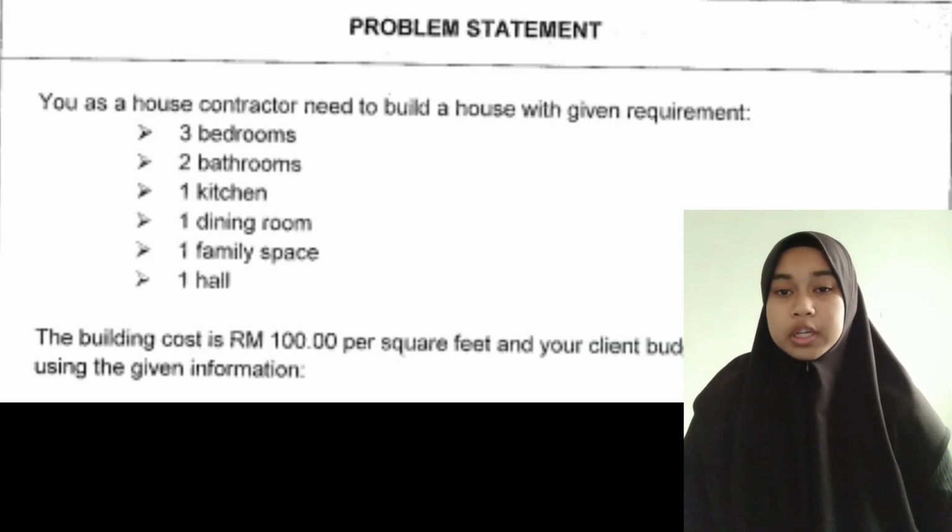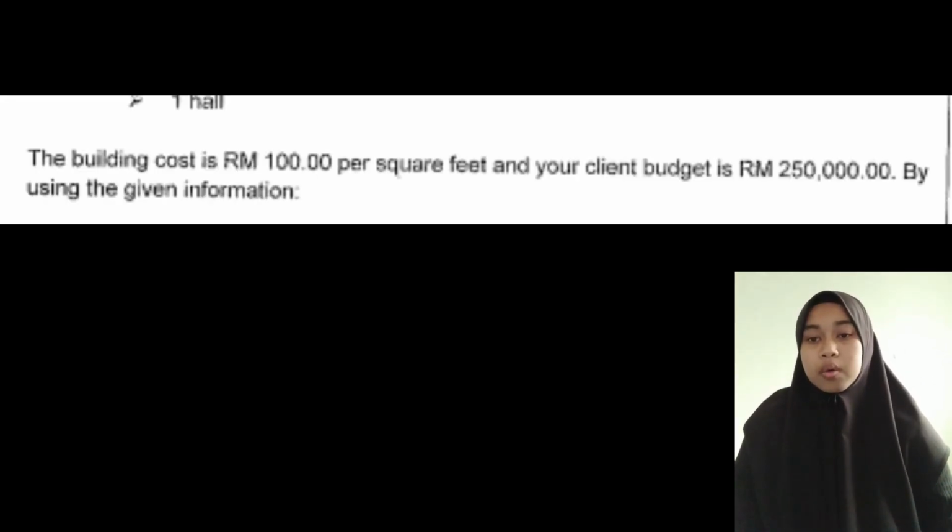For problem 1, we were given a task as a house contractor to build a house with the given requirements: 3 bedrooms, 2 bathrooms, 1 kitchen, 1 dining room, 1 family space and 1 hall. The building cost is 100 ringgit per square feet and our client budget is 250,000 ringgit.